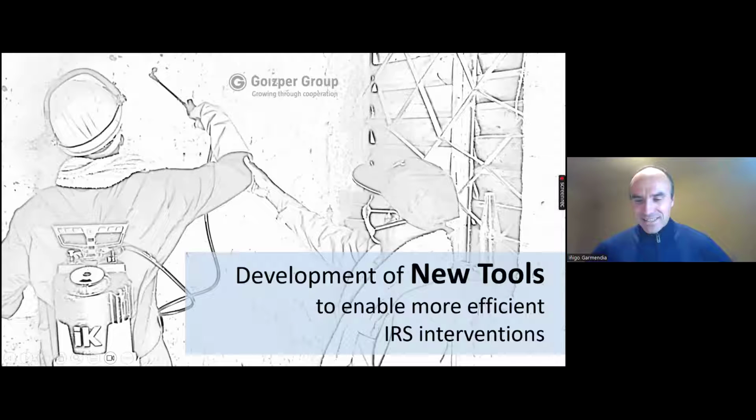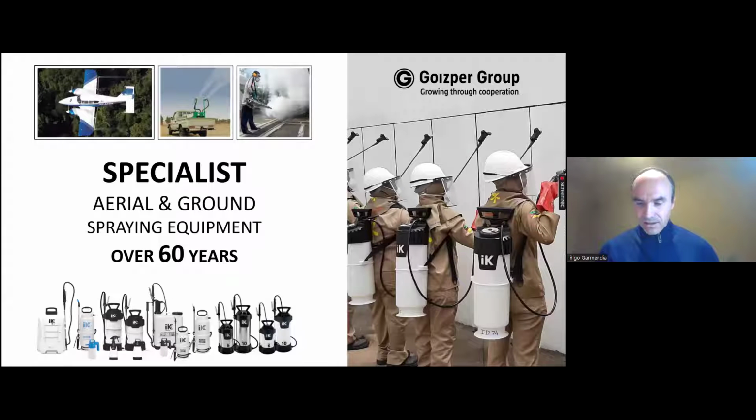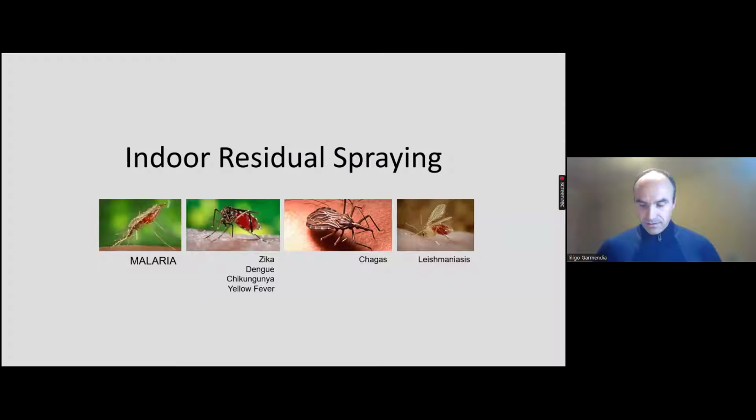Thank you very much for attending this webinar. I am Inigo Garmendia, and it's a great pleasure to be here with all of you to present the job that we have done and are doing to improve such an important intervention as IRS to control so many vector-borne diseases. I work for Whisper Group, a specialist group of companies designing, manufacturing, and commercializing aerial and ground equipment all over the world for more than 60 years. Today, I will focus this presentation on the intense job we have been doing around IRS equipment, because it is considered one of the most important and efficient interventions against many vector-borne diseases.